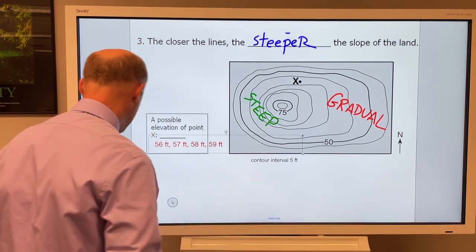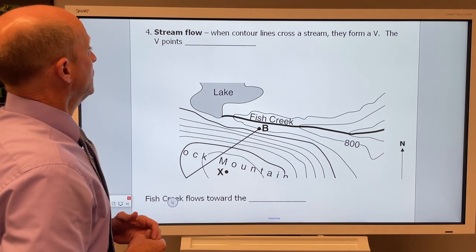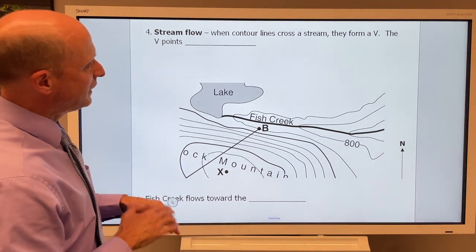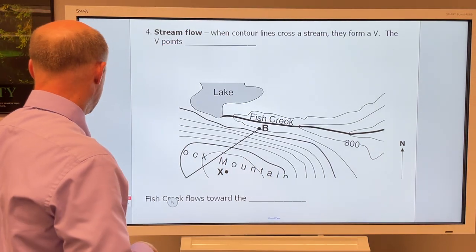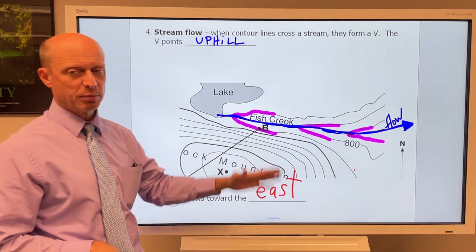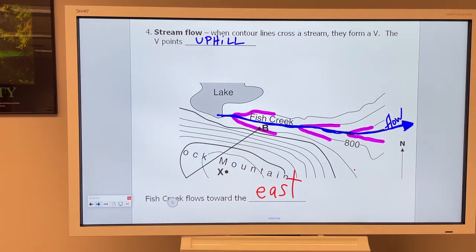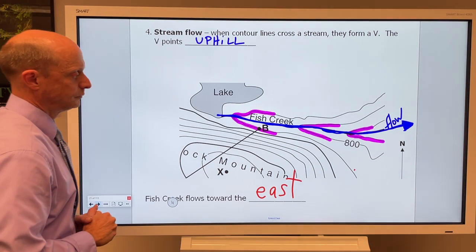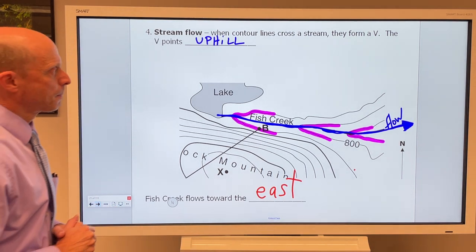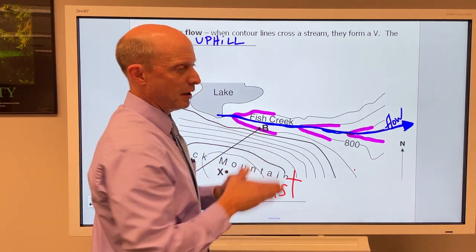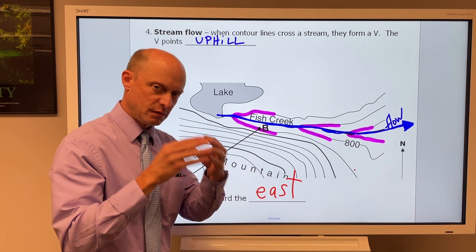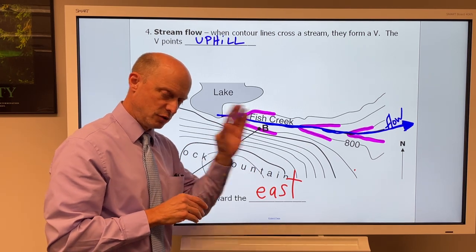Okay, let's keep going. Here we go. Stream flow. So this is another rule of contour lines. When contour lines cross a stream, they form a V, and the V points uphill. Please pause it and copy that down now. The V's point uphill, so the pointy part of the V points uphill. This tends to drive kids crazy a little bit, but you will get this, don't worry.